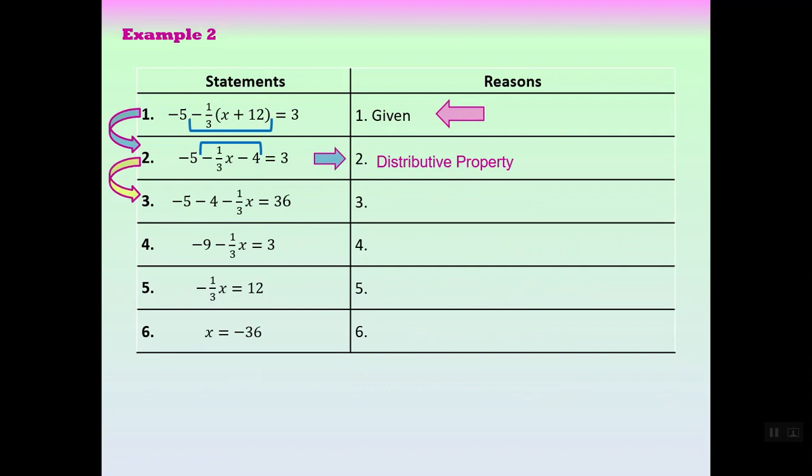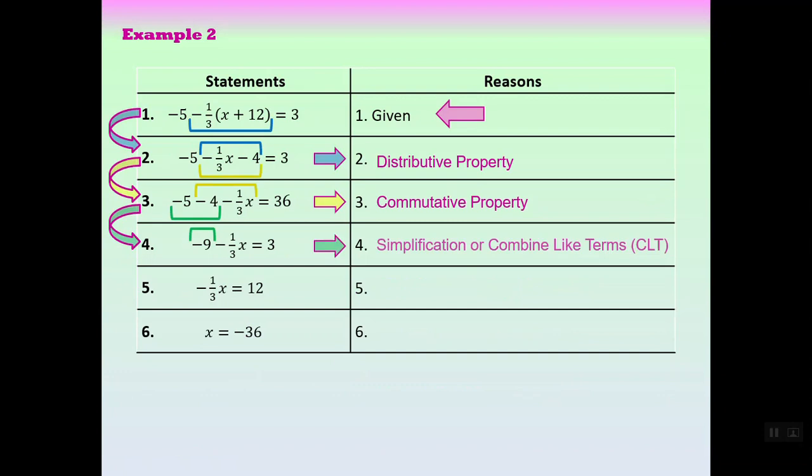To go from step 2 to step 3, you can see again we've rearranged the order of 2 of the terms, and we're allowed to do that by the commutative property. What happened between step 3 and step 4? You can see that those 2 terms, negative 5 and negative 4, have been combined into negative 9. That is simplification, or combining like terms. Again, you can abbreviate it CLT if you want.